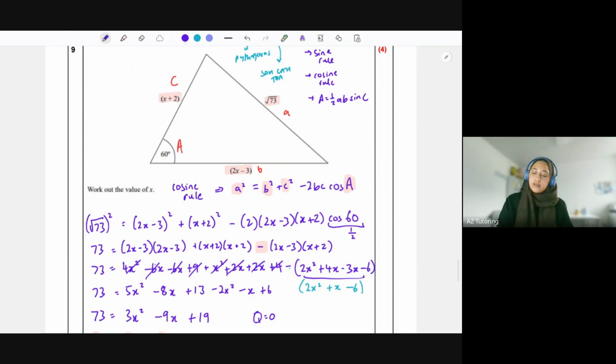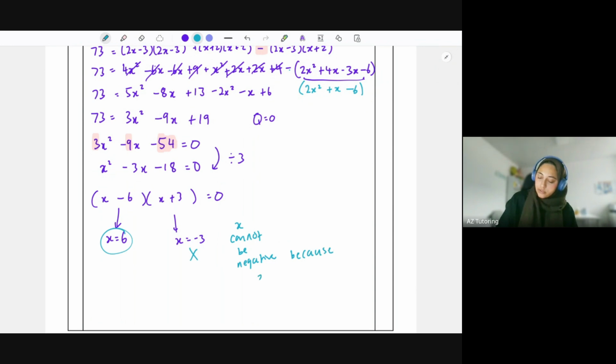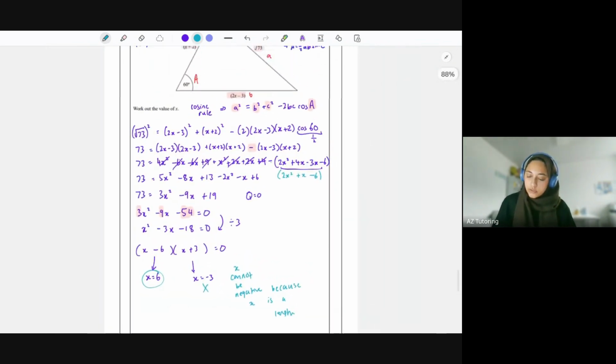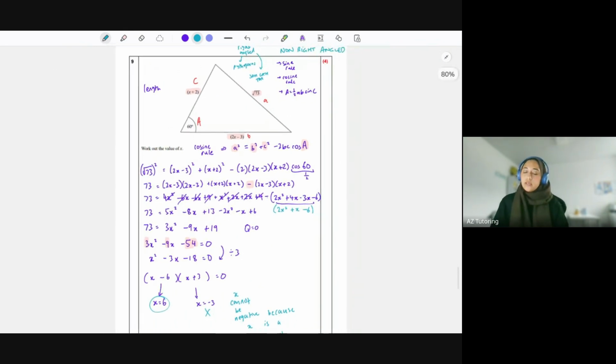x is representing length, and it's impossible to have a negative length, so we're not going to choose the negative answer. We're going to choose the positive answer, and you have to give a reason as well. Why are you choosing the positive answer? You say x cannot be negative because x is a length. So that's how you do that question. If there's no other questions, we'll move on.